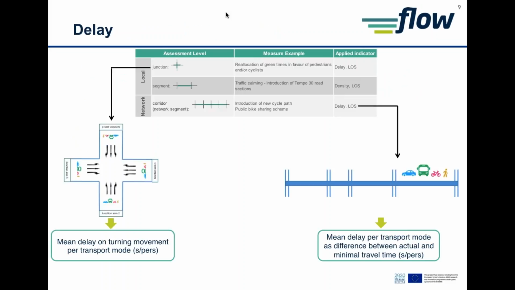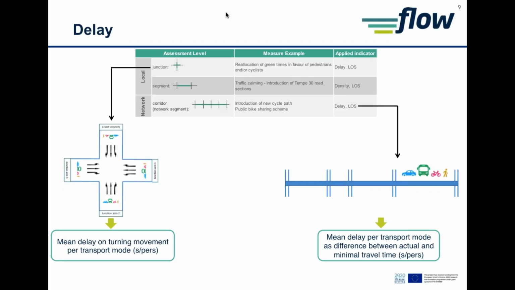So again, this is now the delay indicator. Again, we apply it for junctions and for corridors, and we apply it at a junction by calculating the mean delay on the turning movement per lane and per transport mode in seconds per person. And we say person, we don't say vehicle, so at least for the car, we have to apply an occupancy level and multiply it to the number of vehicles with this occupancy level, which could be, for example, 1.2 or 1.3, and then we have the mean delay in seconds per person.